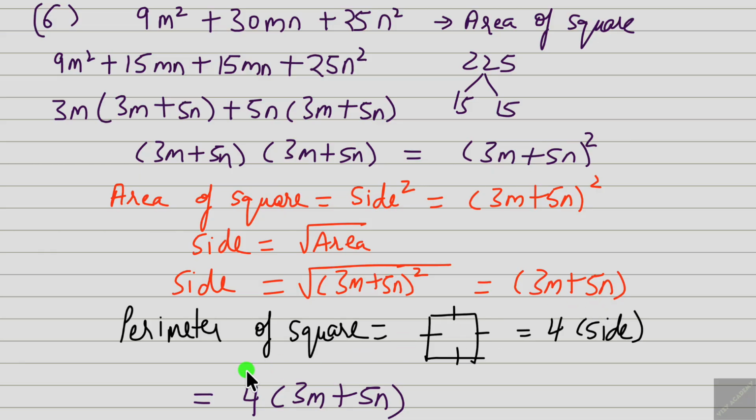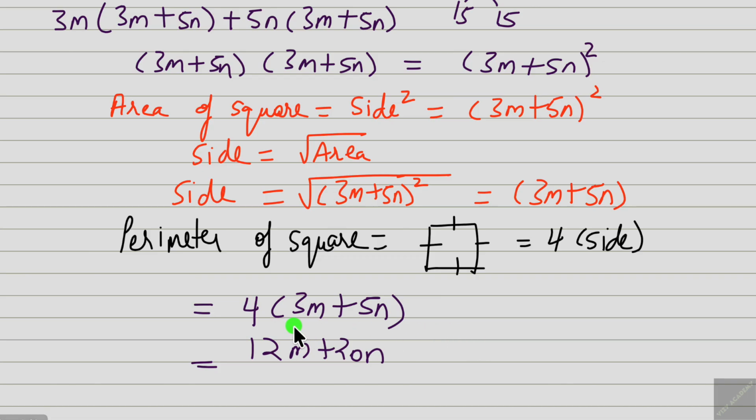Now the perimeter of the square is 4 times side. So each side of the square is equal. So it will be 4 times 3m plus 5n. So we will multiply each term by 4 by distributive property. So 4 times 3m is 12m. 4 times 5n is 20n.